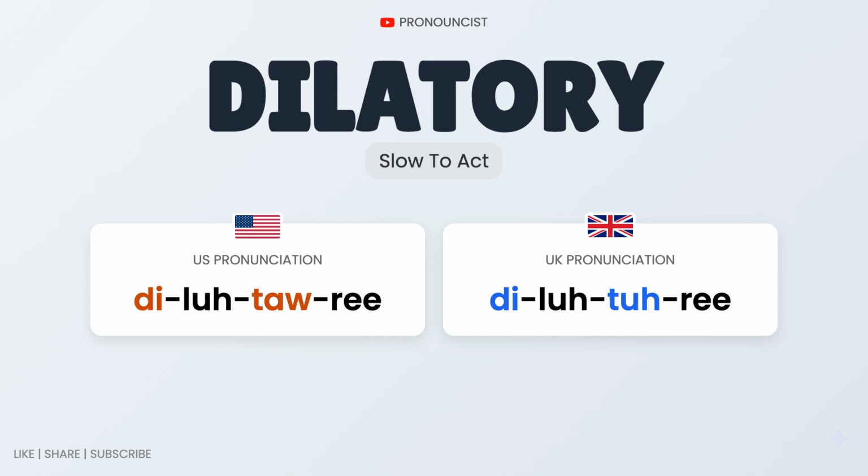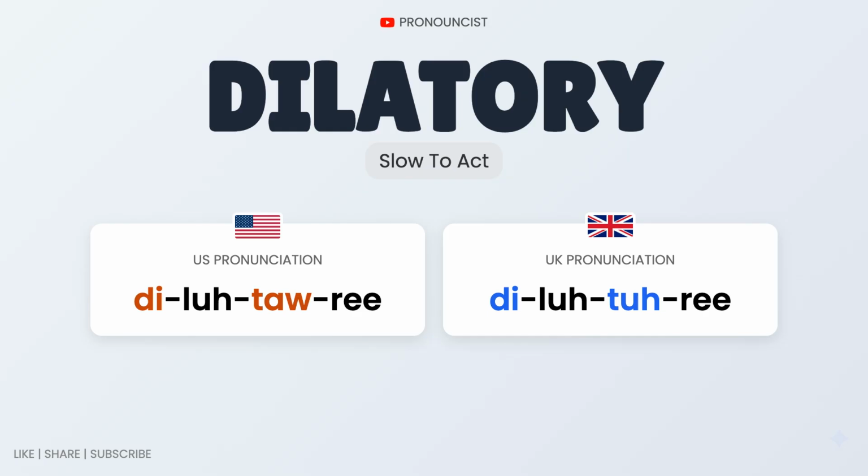Dilatory, dilatory. Now, read the syllables of British pronunciation shown on the screen naturally. Dilatory, dilatory. US has ta. UK has t. Practice repeatedly and you'll soon be able to say this word perfectly.